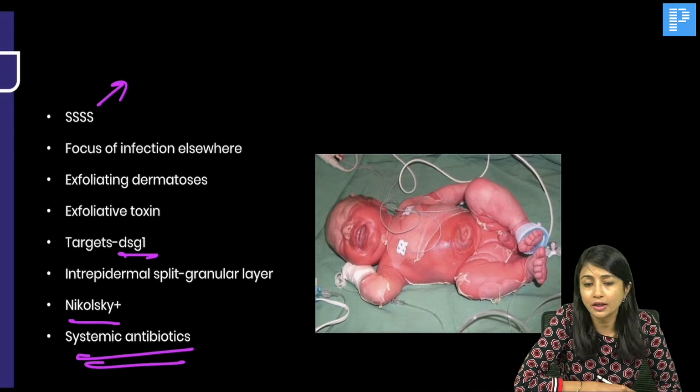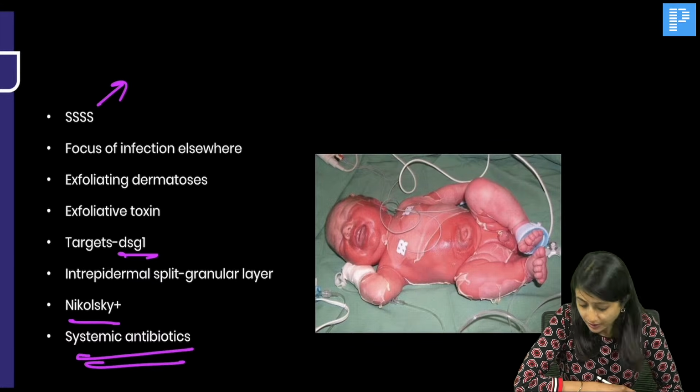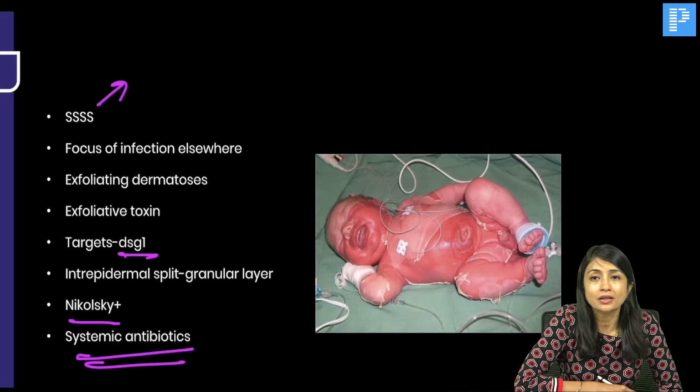Body surface area can be involved in both. Yes, somebody was writing it correctly. Please tell me. So, see, the body surface area percentage for SJS is less than 10, and for SJS-TEN overlap and TEN it is more than 10. So, body surface area is not important. What is the more important thing?